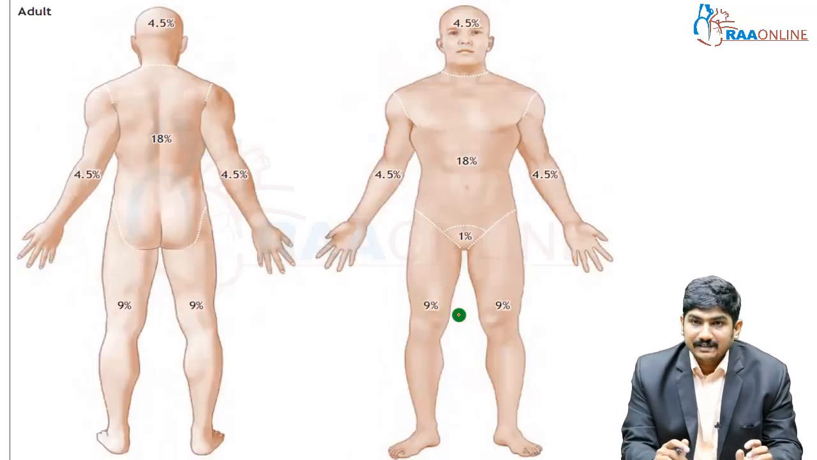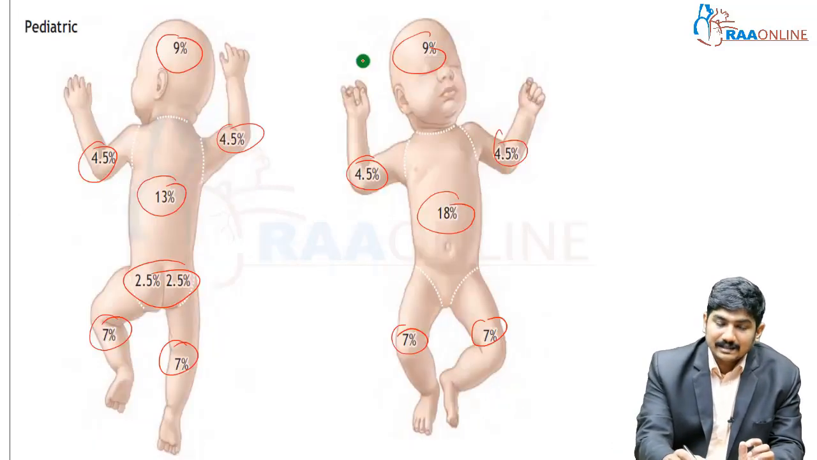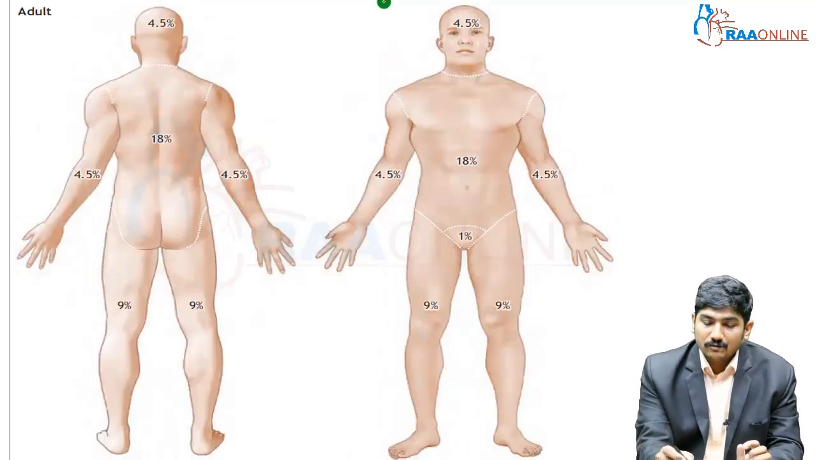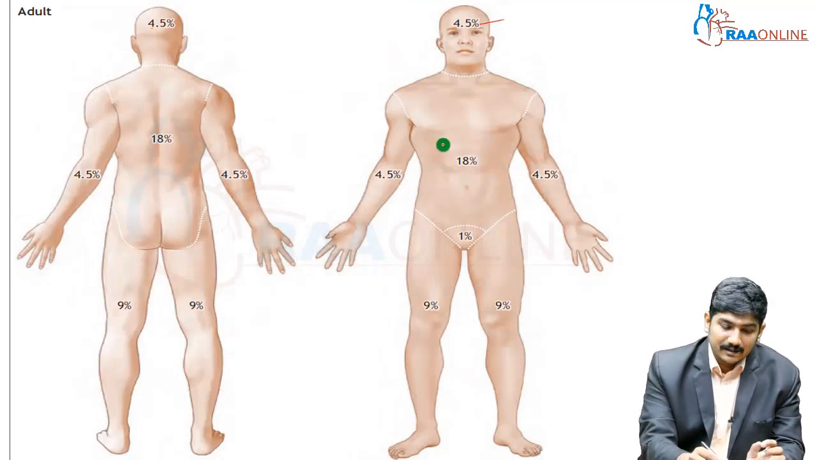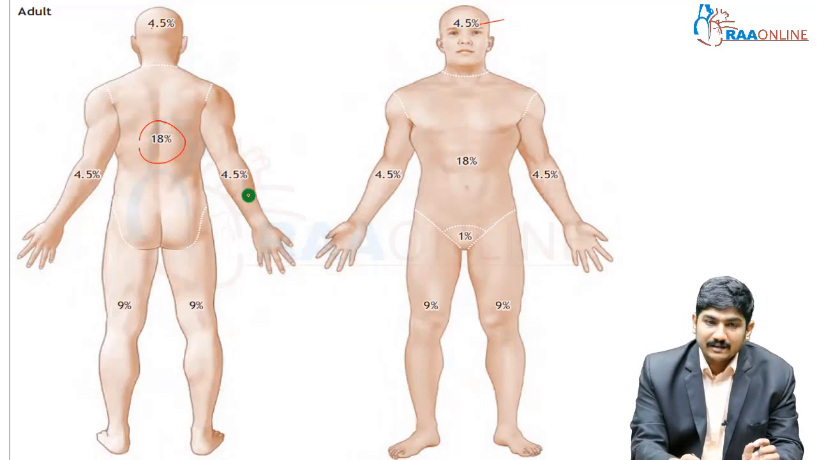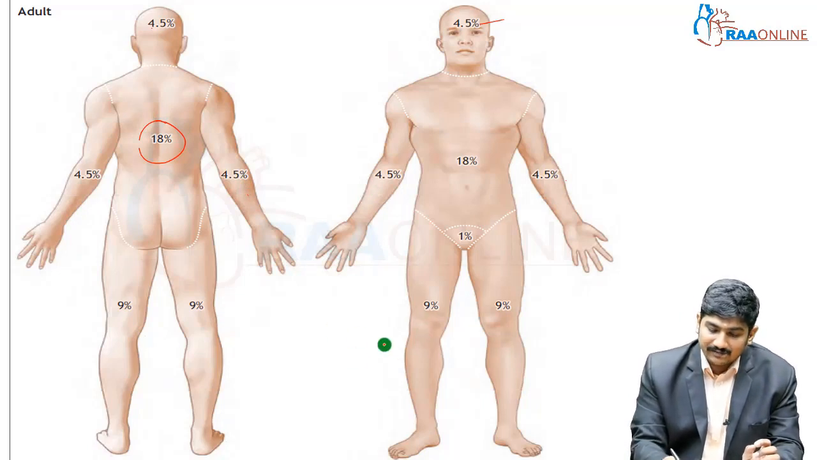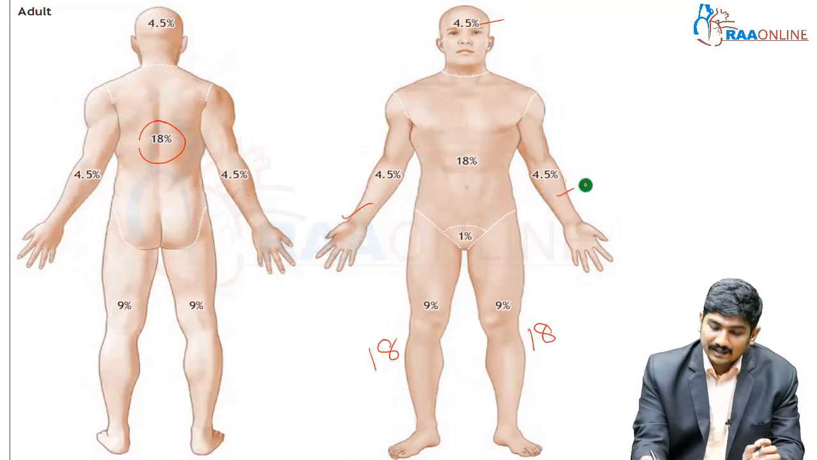For the adult, compared to the infant or pediatric age group, the head has a larger surface area in the pediatric group. So we are giving 9% here, whereas we are giving only 4.5% here. 4.5% anterior at the front and 4.5 at the back. 18% at the front of the trunk and 18% at the back. And 4.5 for each limb at the back, 4.5 for each limb at the front, and 9% for the legs, 9% for the legs. You can remember it as one leg, front and back, is 18. The other leg, front and back, is 18. Both the hands, this is 9, this is 9, so totally it is again 18.